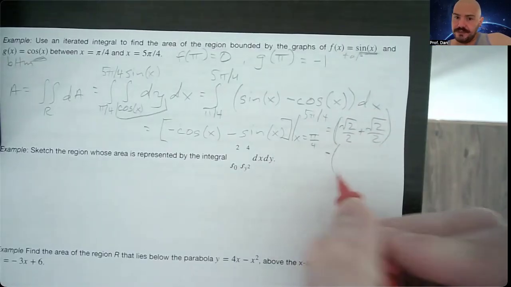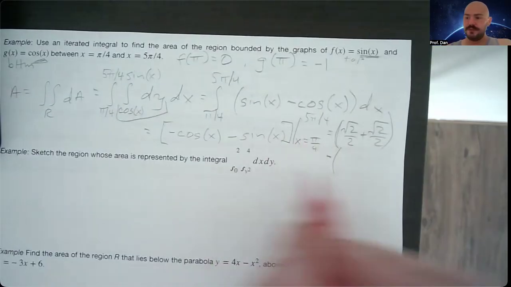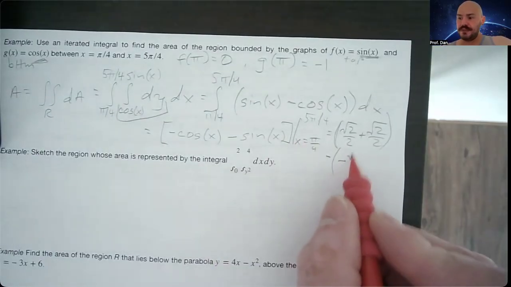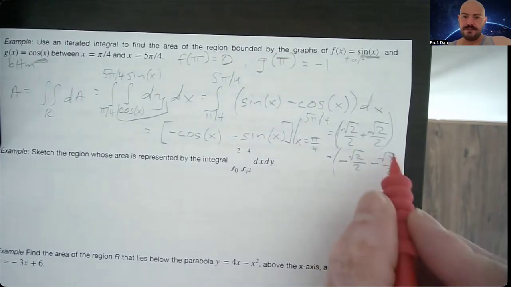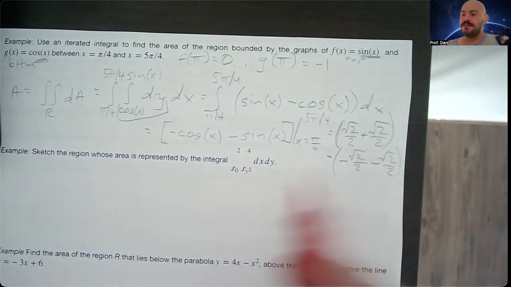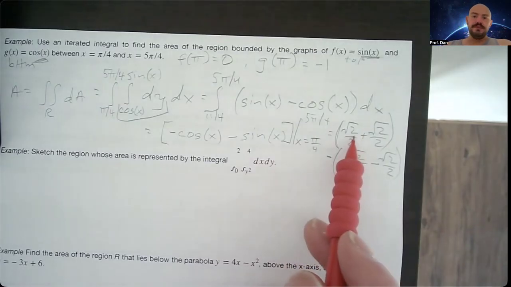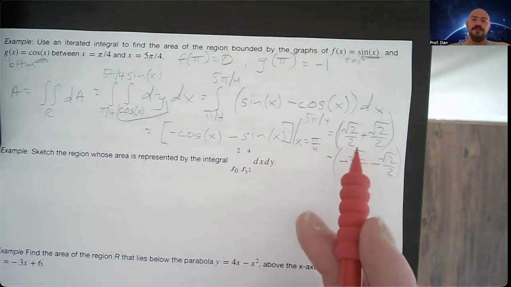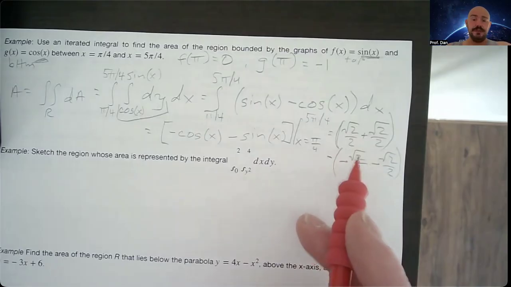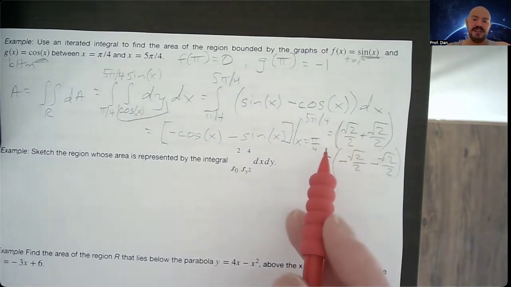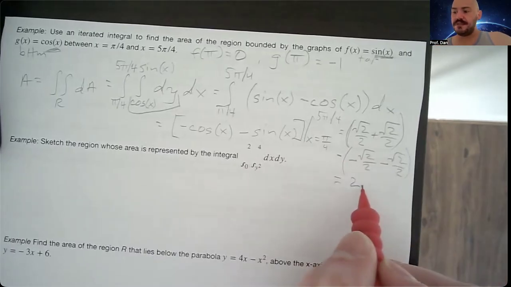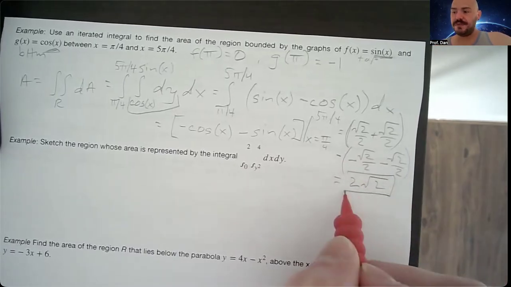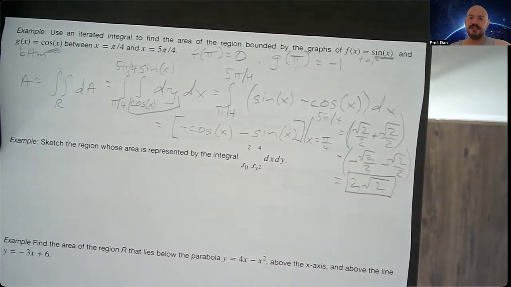And then pi over 4, we get negative root 2 over 2 minus root 2 over 2. So this will become 2 root 2 over 2, also known as just the square root of 2, minus negative square root of 2, which gives us 2 times the square root of 2. And that's our answer.